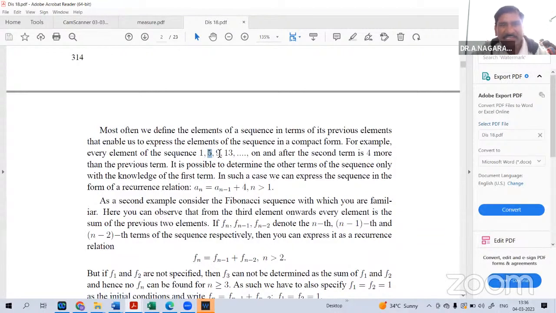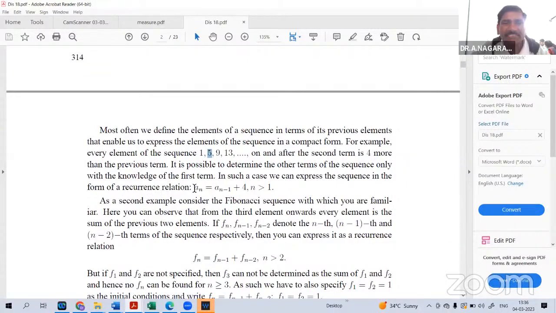Third term, if I need it, is 9. I will substitute 5, the second term. 5 plus 4 equal to how much? 9. So the third term is 9. Here I will substitute 9 in place of a_(n-1). Now I will get 9 plus 4 equal to how much? 13. So I am getting the sequence.